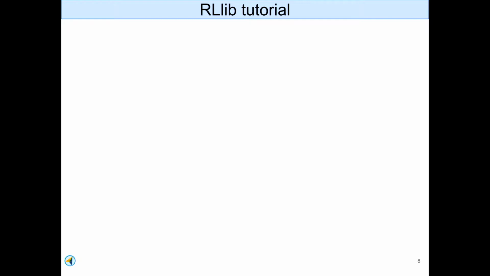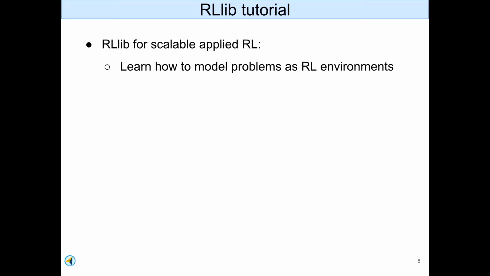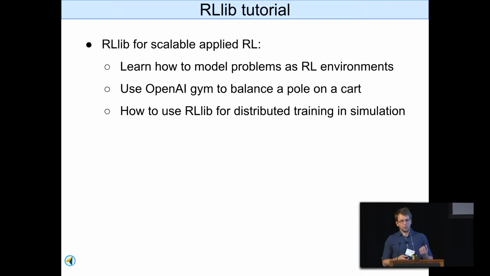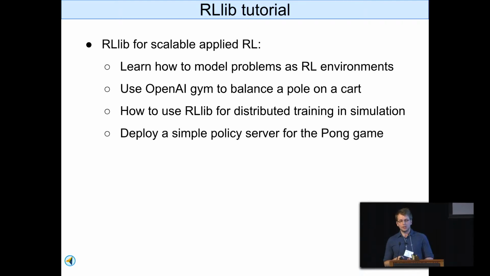In the course of the RLlib tutorial, you will learn how to model problems as RL environments. In particular, you'll interface with the OpenAI Gym environment that simulates the physics of balancing a pole on a cart. You're going to use RLlib for distributed training simulation. Using RLlib, you'll be repeatedly rolling out a large number of policies in parallel, find the policy that maximizes the objective, and update the policy weights. Finally, you're going to use RLlib to set up a server that simultaneously serves and learns from a policy. Using this server, you'll be able to train and play against the Pong policy.